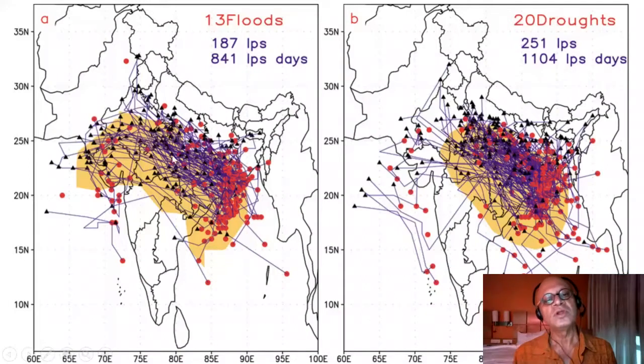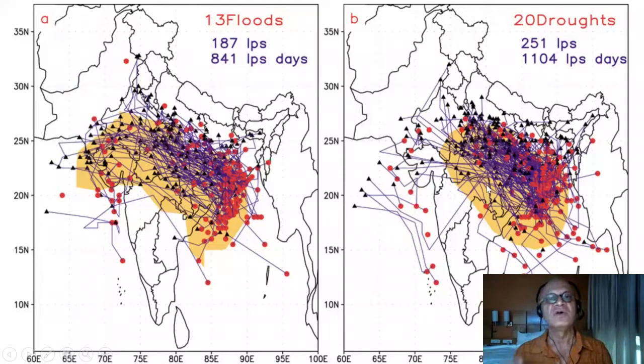Okay, to look at what other external factors can affect LPSs, we have already mentioned El Nino and La Nina. El Ninos tend to produce droughts over India, and La Ninas tend to produce floods, but only about 50% of these are explained by El Nino and La Nina. So if you just look at the composites of low pressure systems for all the flood years and drought years in the time period considered, there were 187 LPSs in the flood years and 251 LPSs during the drought years, and 841 LPS days here and 1104 LPS days here.